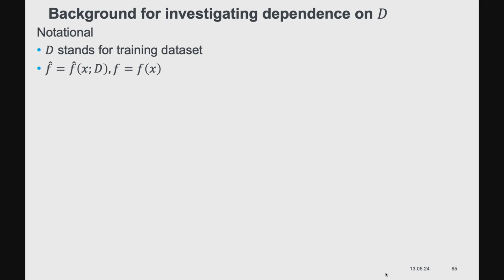Okay, so let's investigate what we get there. Again, notationally, we typically say D is our training data set. We predict the function f hat based on our data set. So this is just saying f hat has a parameter x and it's trained based on D. And f sometimes is just f of x.